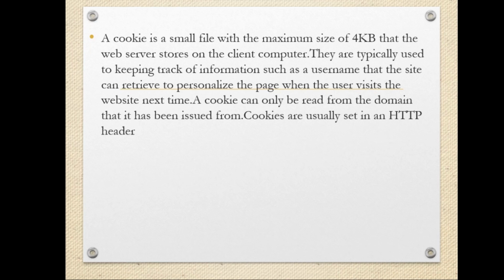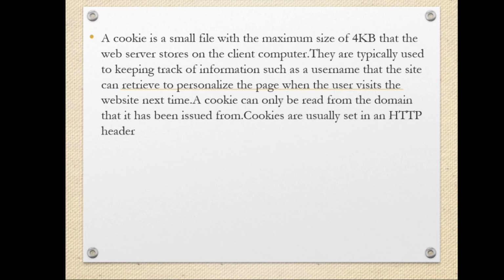A cookie is a small file with a maximum size of 4 KB that the web server stores on the client computer. They are typically used to keep track of information such as username that the site can retrieve to personalize the page when the user visits the website next time. A cookie can only be read from the domain that it has been issued from. Cookies are usually set in the HTTP header.